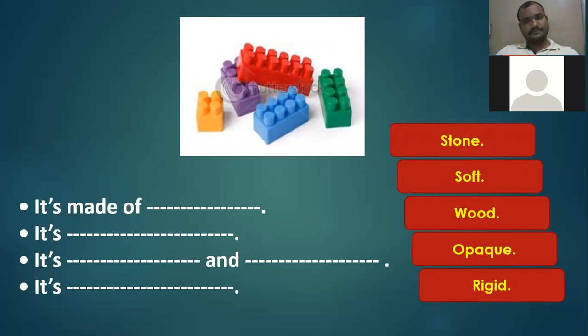It's rigid. Here the question is wrong. It's not rigid, sorry, it's not soft. And the third question, it is rigid and opaque, and it's not stone also, right? So two times we need to add not here. It's not stone, and it's rigid and opaque, and it's not soft. So here and here we need to add two nots, negative words. Right. So the next picture.